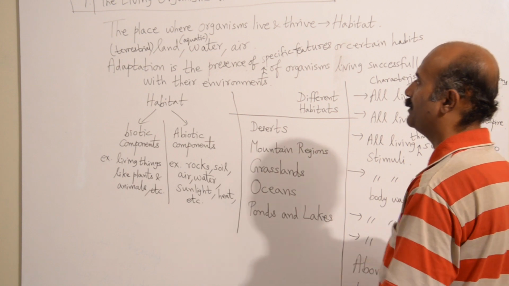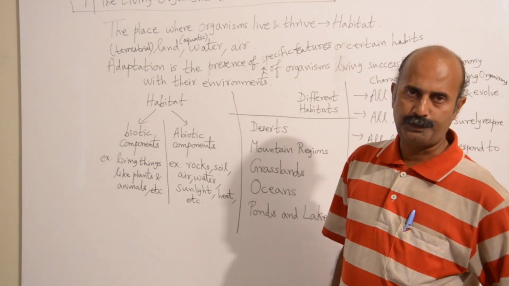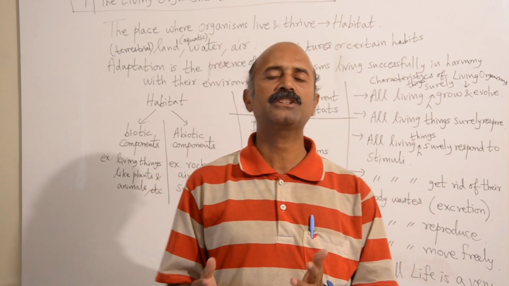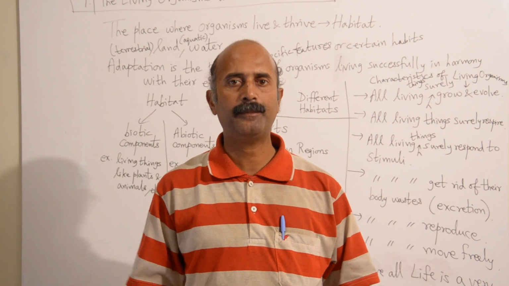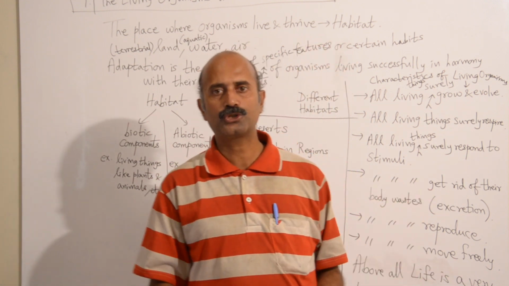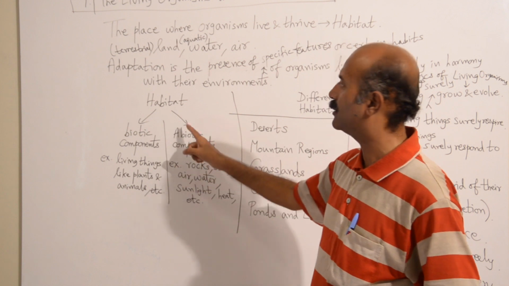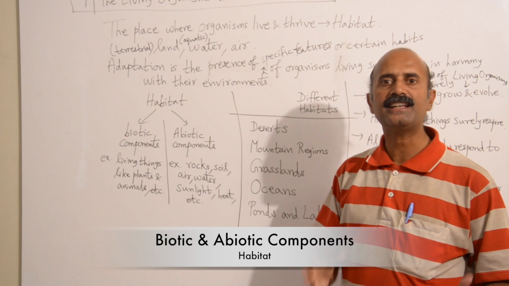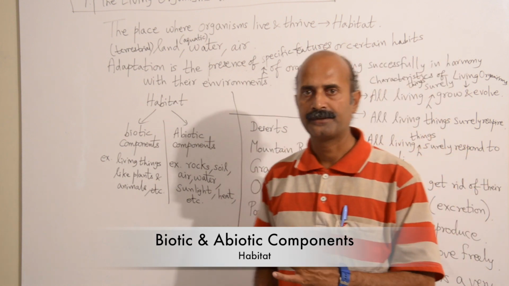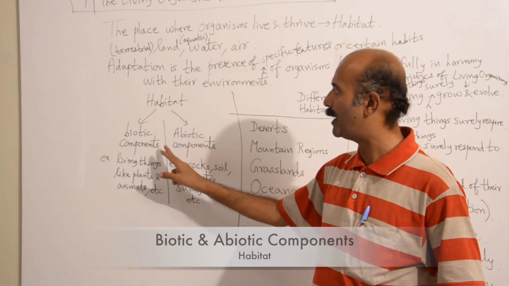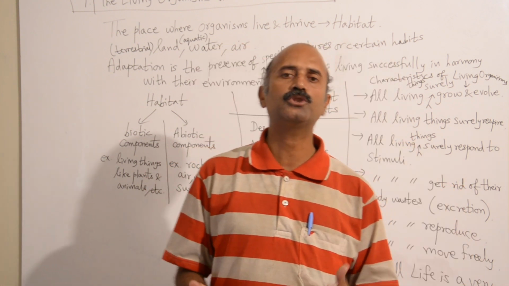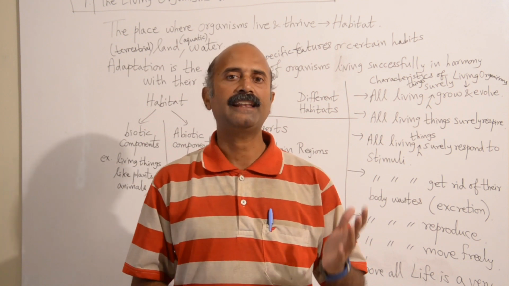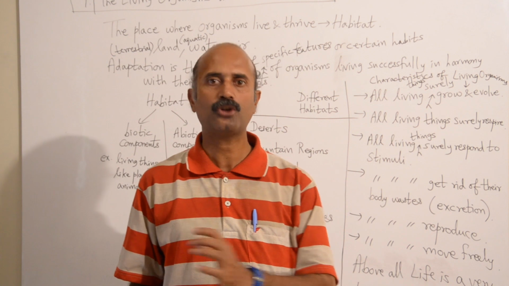Now, let's study a little bit more about habitat. Naturally, when we discuss habitat and adaptation, the next thing which comes to our mind is what a habitat is composed of or made up of. So it has two main components. One is the biotic or the living components and the other one is the abiotic or the non-living components. The name itself suggests that the biotic components, the parts which make up the habitat, have some kind of life inside them, something living, and the abiotic doesn't have any life, something non-living.